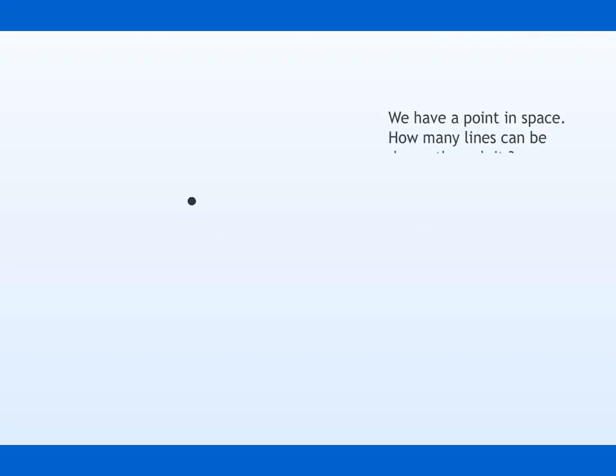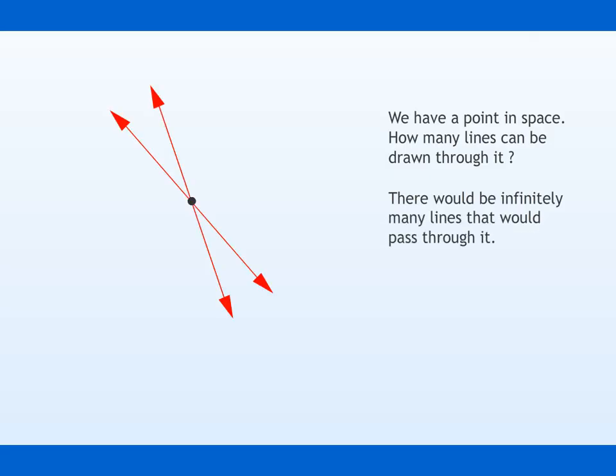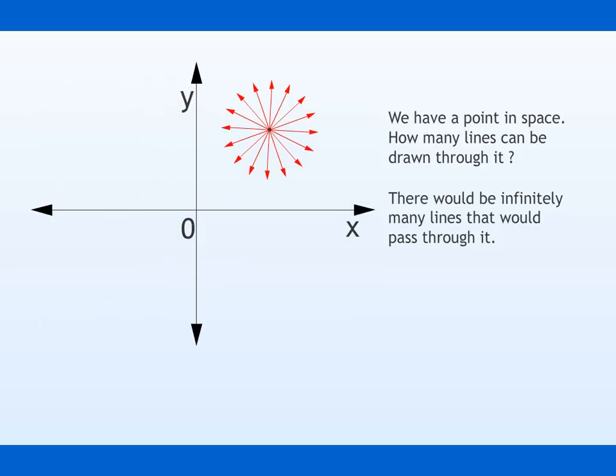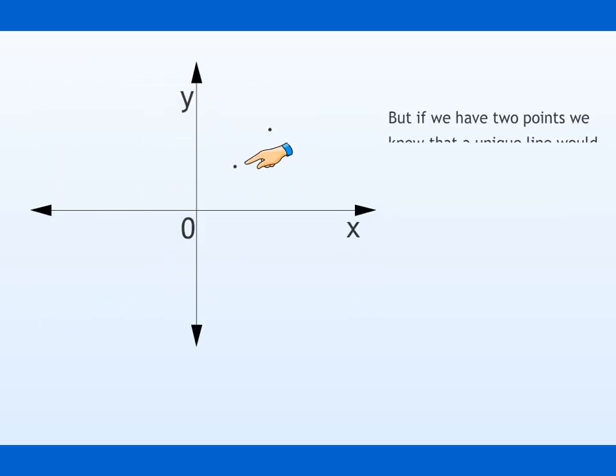We have a point in space. How many lines can be drawn through it? There would be infinitely many lines that would pass through it. But if we have 2 points, we know that a unique line would pass through them.